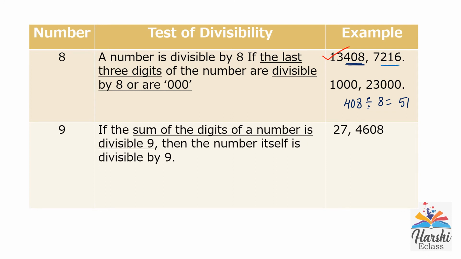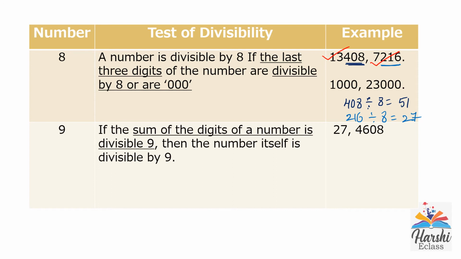7,216. Let's check 216. Is it divisible by 8 without leaving any remainder? 8 2s are 16. 56, 8 7s are 56. So 216 divided by 8 is equal to 27. It means 7,216 is also completely divisible by 8.